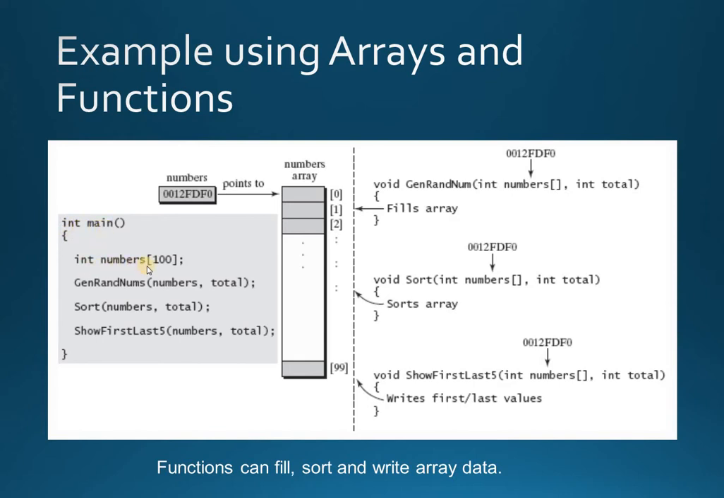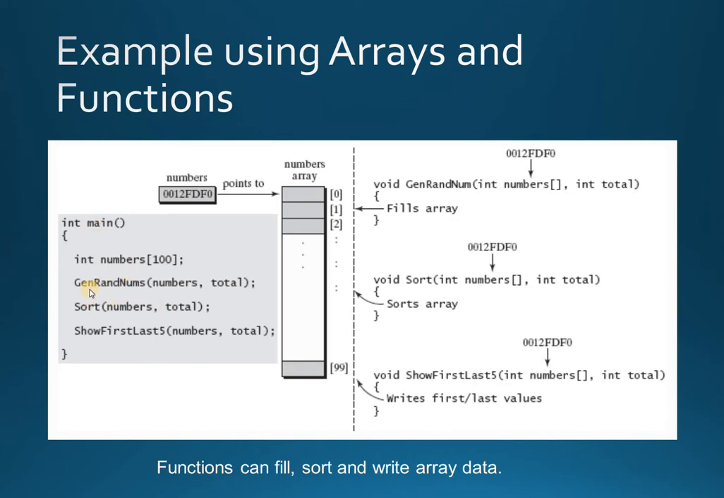Here's int main. Here's our array, which contains 100 numbers. We want to generate random numbers and fill the array. So we're going to pass numbers, the name of the array, and total, the number of items in the array, because an array doesn't know how big it is. It doesn't have any functions like a vector does. So you have to pass the number of items in the array along with it.